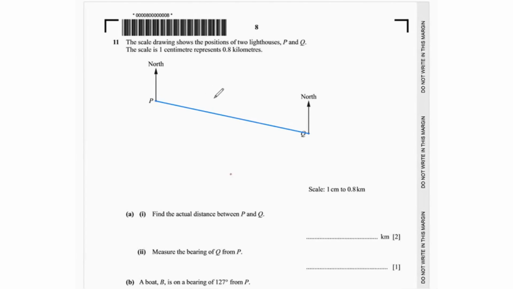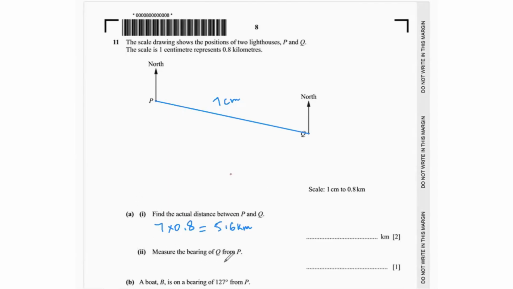So let's say it's 7 centimeters, I'm assuming, because once again, I can't measure it online. So we do 7 times 0.8, which is going to be 5.6 kilometers. So based on my assumption, this will be your actual distance for the line connecting P and Q.